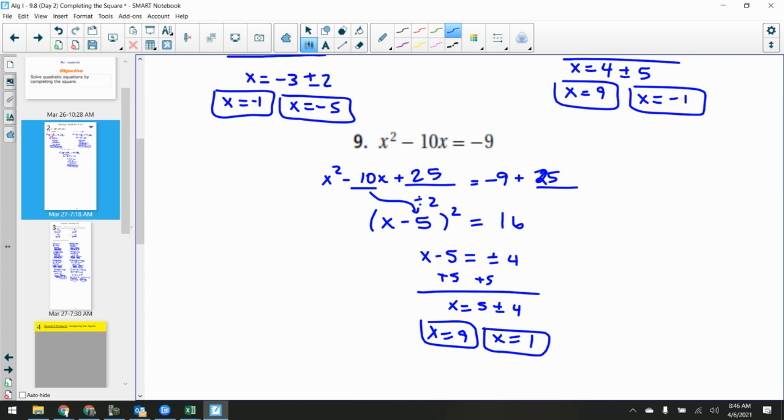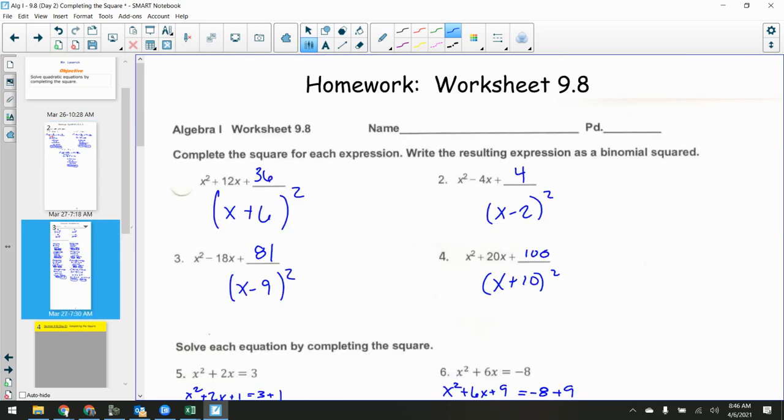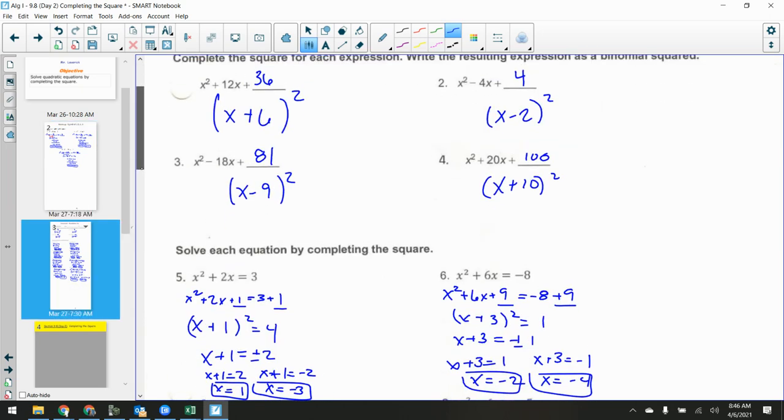Any other questions on the warm-up? Okay, here's the homework. Check your answers on the homework. You can see the first 5 on there.